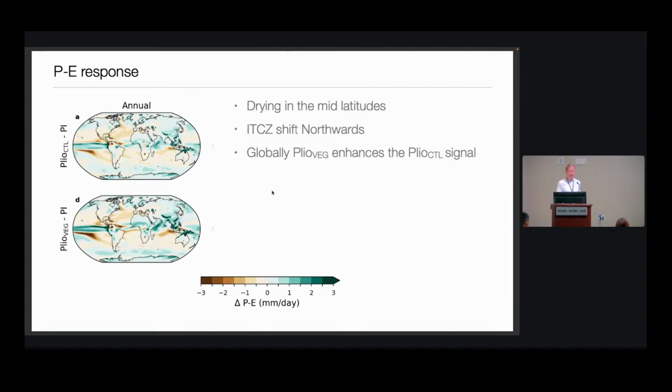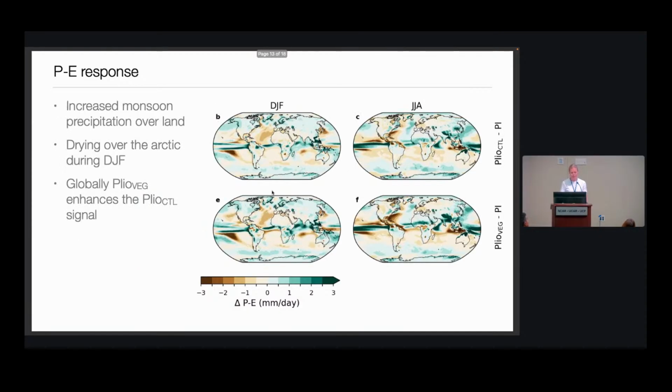So we also looked at the P minus E response. We see drying in the mid-latitudes, and our ITCZ shifts northward, and our global vegetation kind of enhances the whole signal we see in our control run. And for the different seasons, we see an increased monsoon precipitation over land, and there's drying in the Arctic in the winter months, which we'll be coming back to at the end of the presentation. And globally, PLIO-Veg still enhances the whole response.